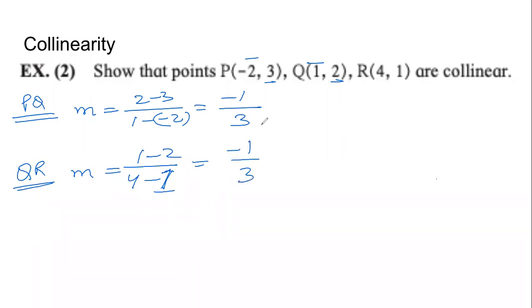So what we see is the slope of PQ is minus 1 by 3. Slope of QR is also equal to minus 1 by 3. That means they are collinear. That's all.